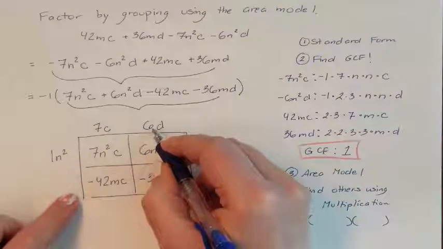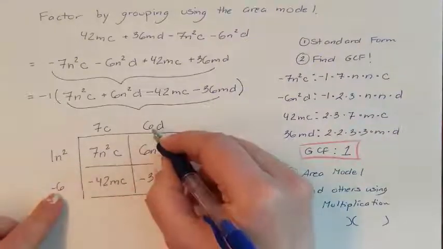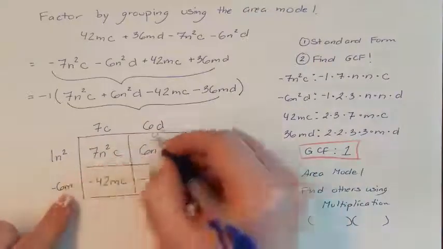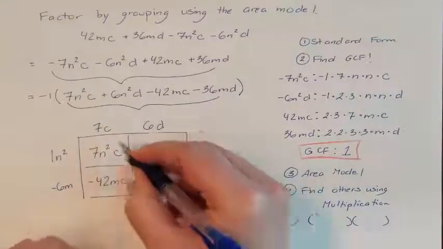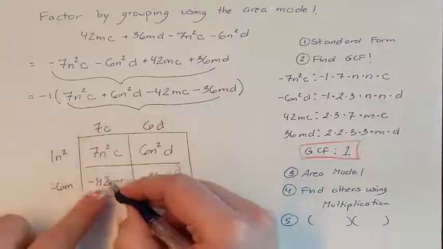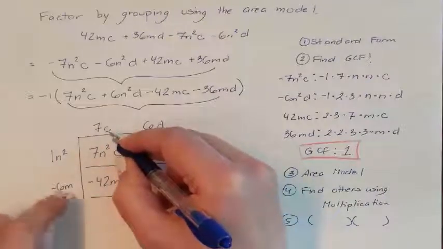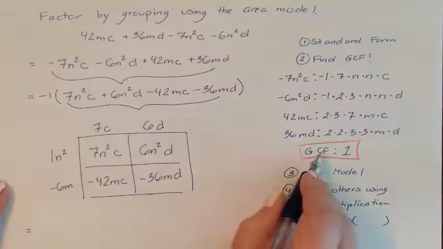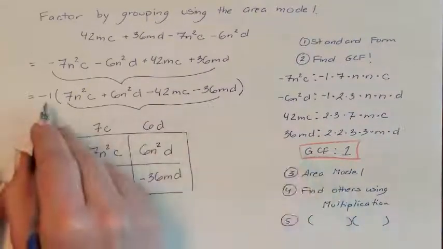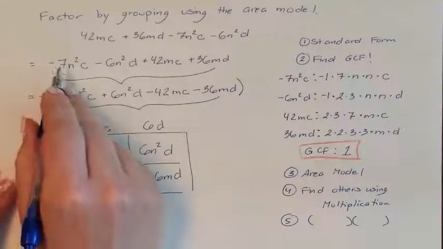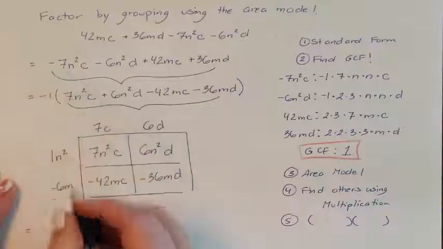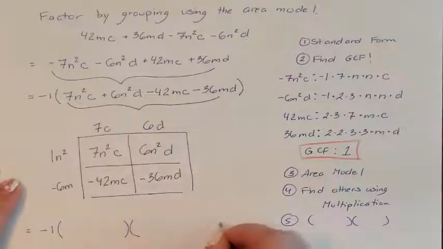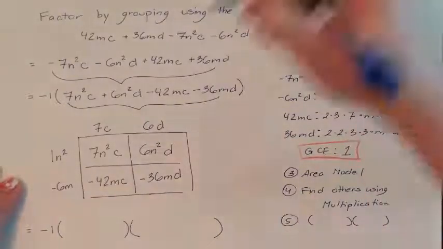6 times a negative 6 is going to give me the negative 36. D times m is going to give me the md. 7 times negative 6 is a negative 42. C times m is an mc. So we didn't find a GCF, but we had to pull out the negative 1 because we did not want the leading number to be negative. So I have a negative 1 that I had to claim that I pulled out, and now we got to figure out what our sides are.